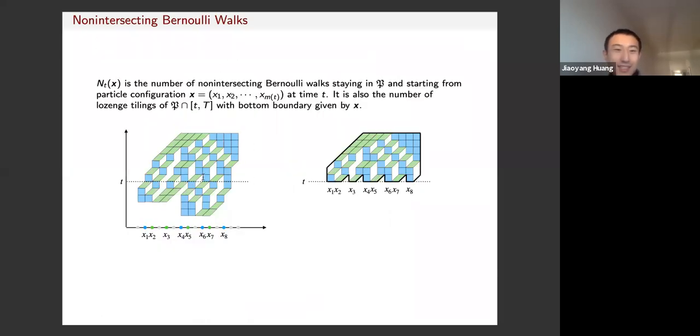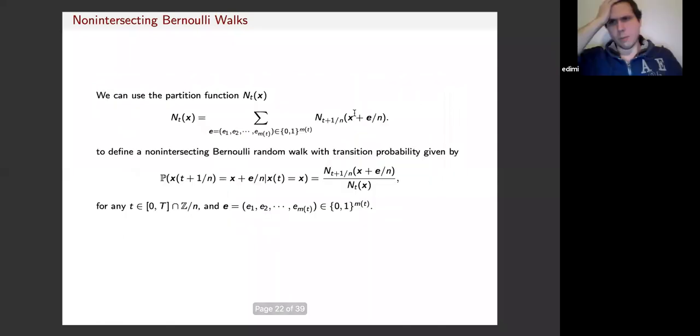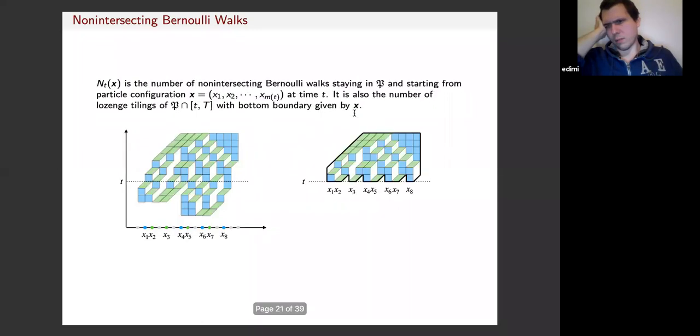You can also think of this N_t(x) as a certain number of Lozenge tilings. You can just take the region P, restrict it, and only look at the part from small t to capital T, where the bottom boundary is given by the configuration x. Then this N_t(x) just counts the number of Lozenge tilings for this new domain, with bottom given by the particle configuration x.